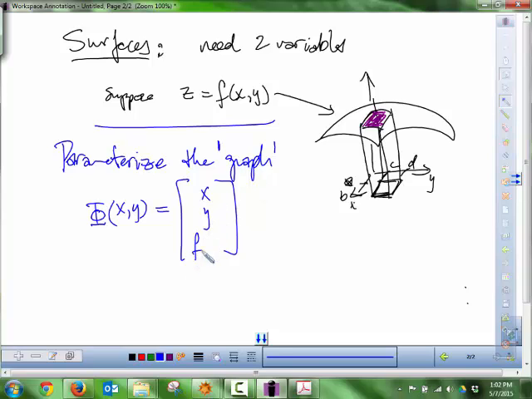And so, because the X is the X and the Y is the Y, there's nothing to change or nothing to do here. I'll just keep my X as X and my Y as Y. And then my Z value, since Z is equal to f of xy, that's what I'll put in for Z, whatever that turns out to be. And then that's it. This is my parameterization for this.